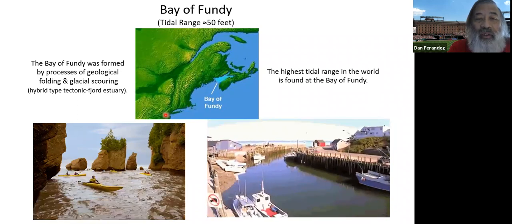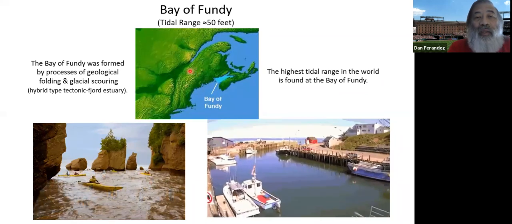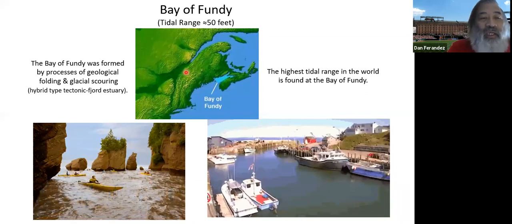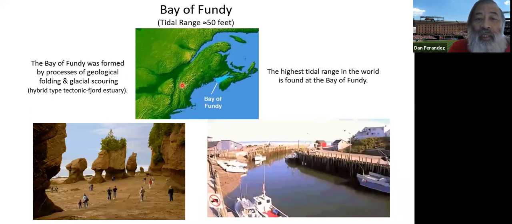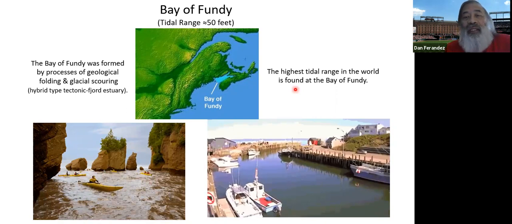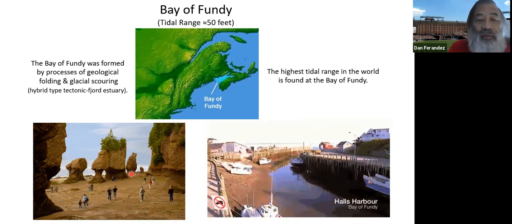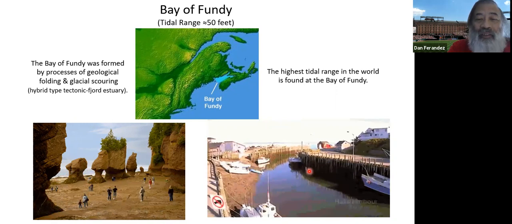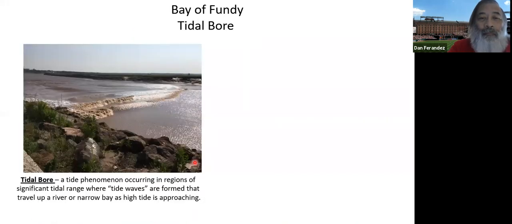So you can see here's Long Island, here is Cape Cod, Maine is over here. The Bay of Fundy was formed by geological processes of folding and also glacial scouring long ago. And the thing about the Bay of Fundy is that it has the highest tidal range anywhere in the world. And down here, you can kind of get an idea that if you go to the Bay of Fundy, you can actually see how much of a difference low tide and high tide end up looking like.